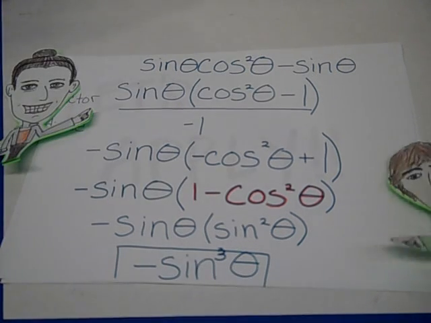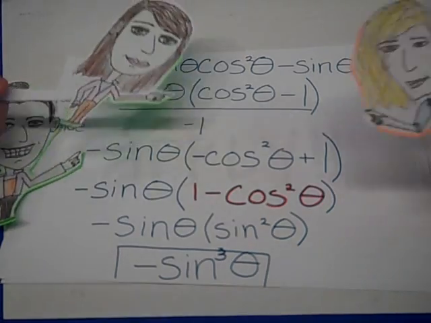I think I understand Pythagorean identities. Thanks, guys. The end.